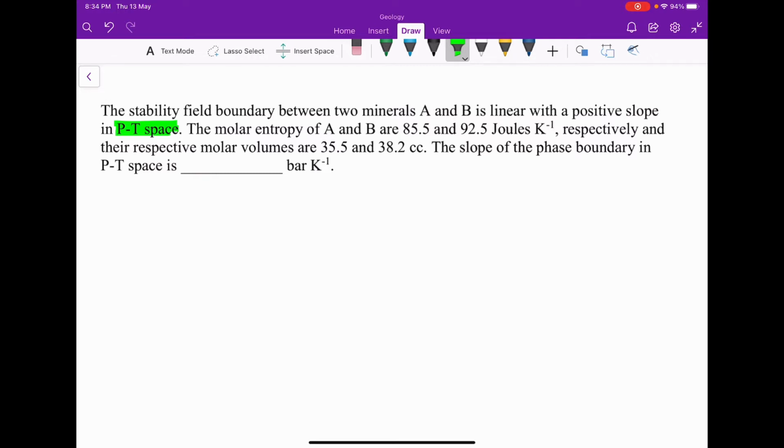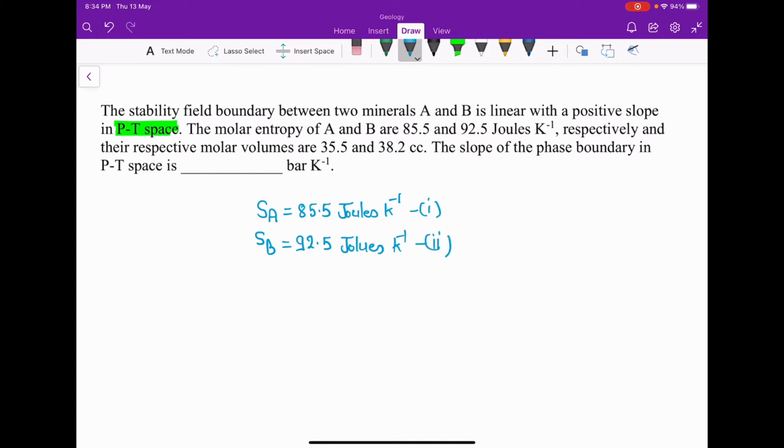Here given as molar entropy, which is represented by SA. So SA equals 85.5 joule per Kelvin. This is equation 1. Next is SB, which is 92.5 joule per Kelvin. This is equation 2.